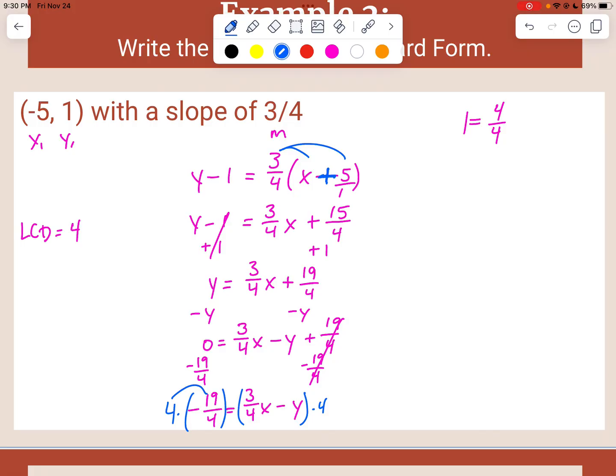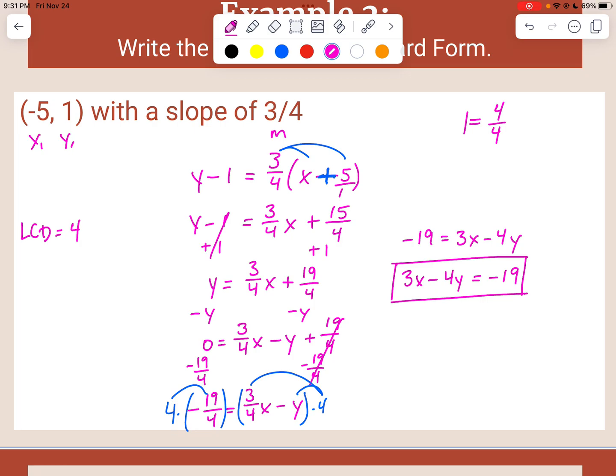When I multiply on the left by 4, the denominators cancel, so that's just negative 19 equals, distribute 4 on the right, 3/4 times 4 is just 3, so that's 3x, and 4 times negative y equals negative 4y. That is in standard form. If you need to flip-flop that, just so you can see x and y on the left side, go for it. 3x minus 4y equals negative 19. That equation is in standard form.